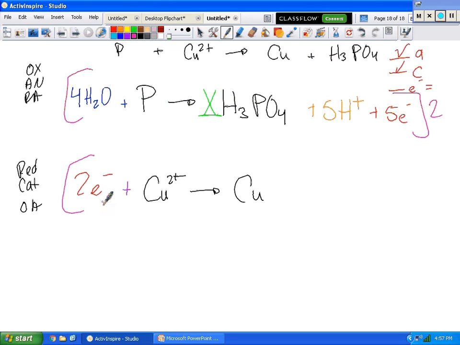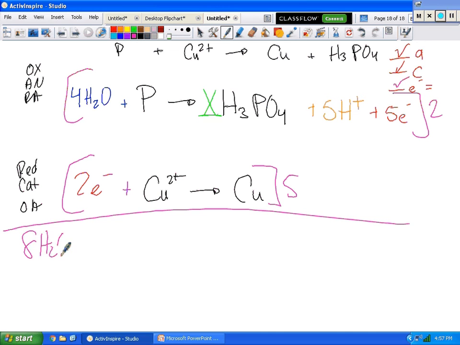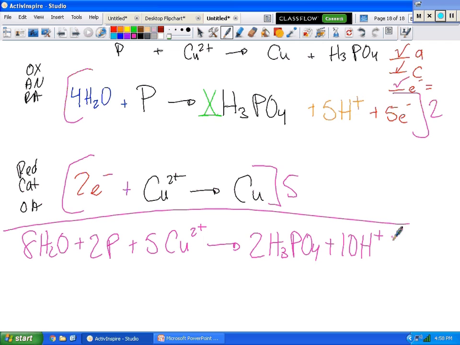So that checks off. And again, the number one thing students forget to do is distribute those bracket values. So that is going to give us 8 waters plus 2 phosphorus plus 5 copper 2+ ions yields 2 phosphoric acids plus 10 hydrogen ions plus 5 copper solids. And that would be it.